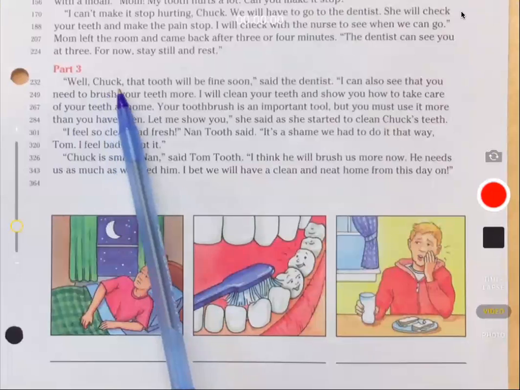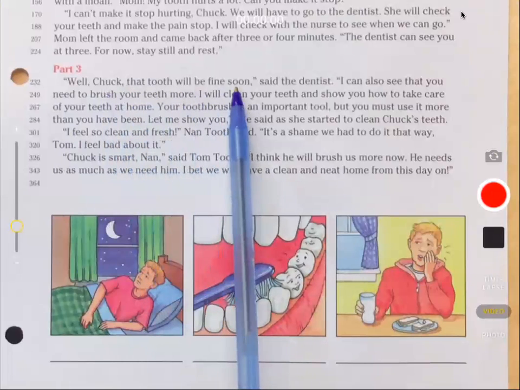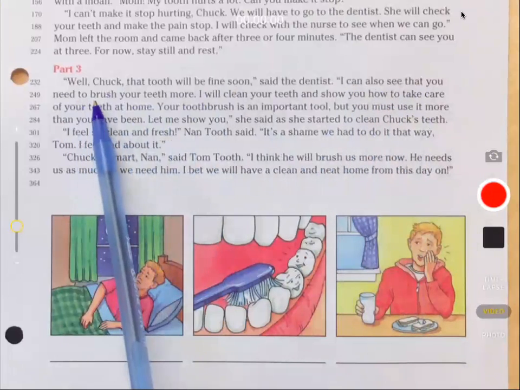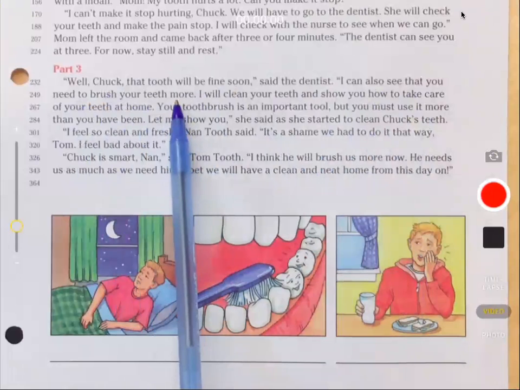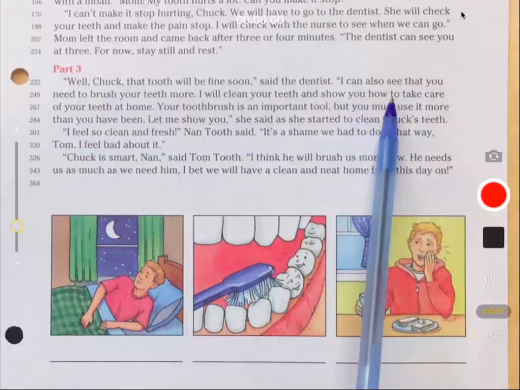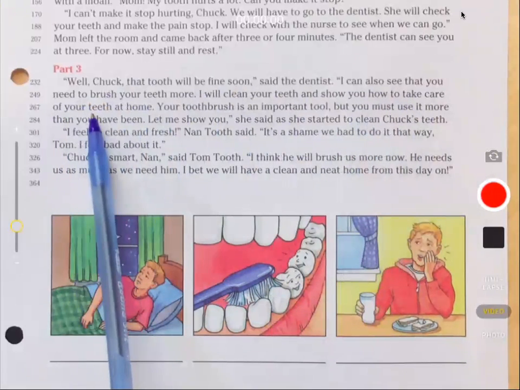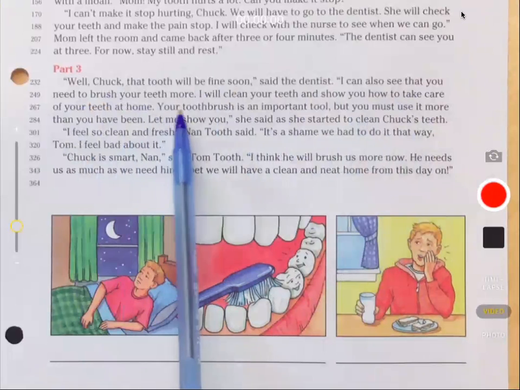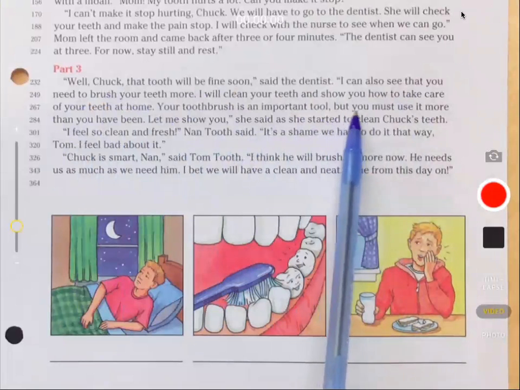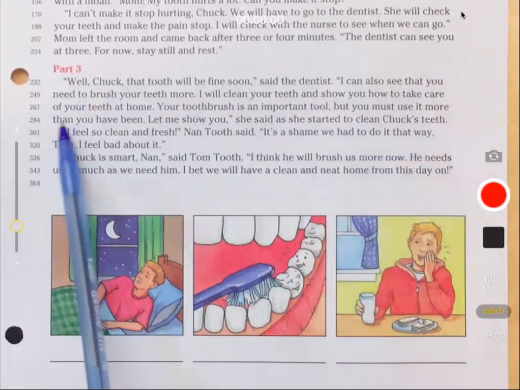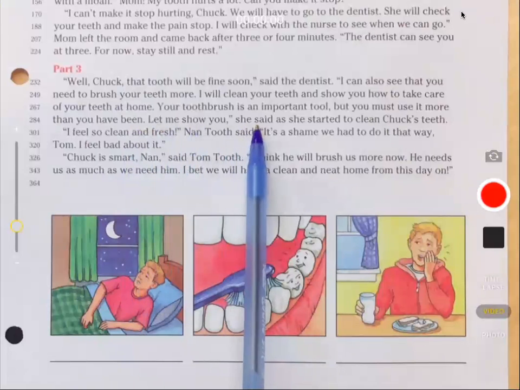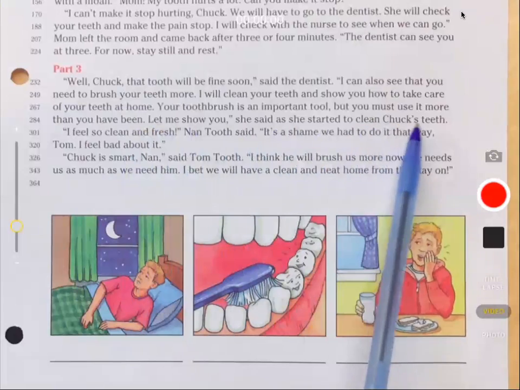Well, Chuck, that tooth will be fine soon, said the dentist. I can also see that you need to brush your teeth more. I will clean your teeth and show you how to take care of your teeth at home. Your toothbrush is an important tool, but you must use it more than you have been. Let me show you, she said as she started to clean Chuck's teeth.